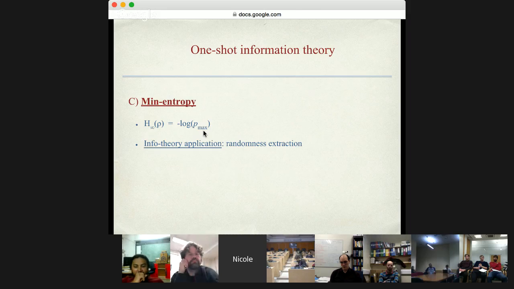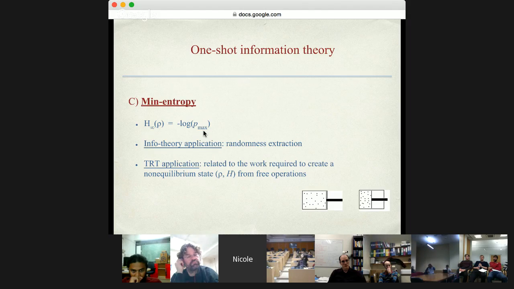Well, first of all, why would you care? You might want to extract randomness because people need random number generators, because randomness is useful in cryptographic applications to security. That's one reason to think that randomness might be a valuable resource. So we might want to calculate the efficiency with which we can perform that extraction task. That efficiency is given by the min entropy.